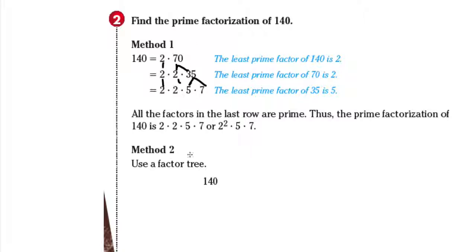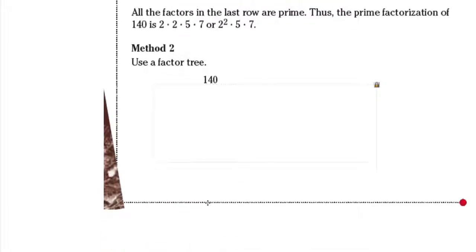Or we can use a factor tree like what we did in 6th grade and 7th grade. If we use a factor tree, we simply first get 2 factors of 140, doesn't matter which one. Let's get 10 and 14. 10 and 14 will give you 140, and we know that 10 is not prime, so we continue factoring 10. 2 factors of 10 are 2 and 5. Those are both prime, so we circle those numbers. 14 is not prime, continue factoring. This is 2 times 7.